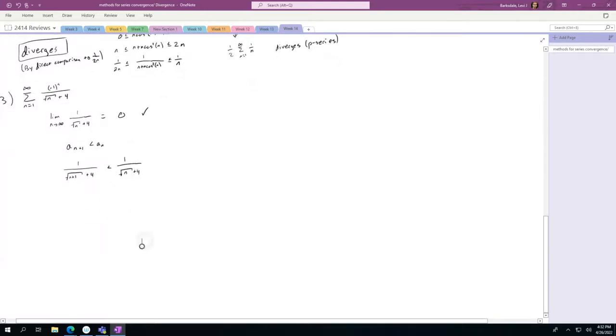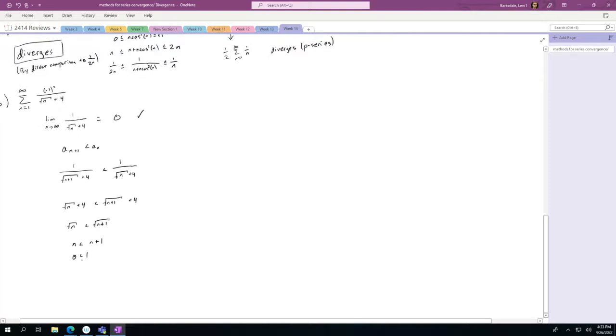I'm going to cross multiply, so I have the square root of n plus 4 is smaller than the square root of n plus 1 plus 4, which tells me that the square root of n is smaller than the square root of n plus 1. And if I square both sides, then I have n is smaller than n plus 1, so 0 is less than 1. And this is, of course, true, right? Yeah. Because this is so trivially true, and all I did was algebra to get back to this spot.